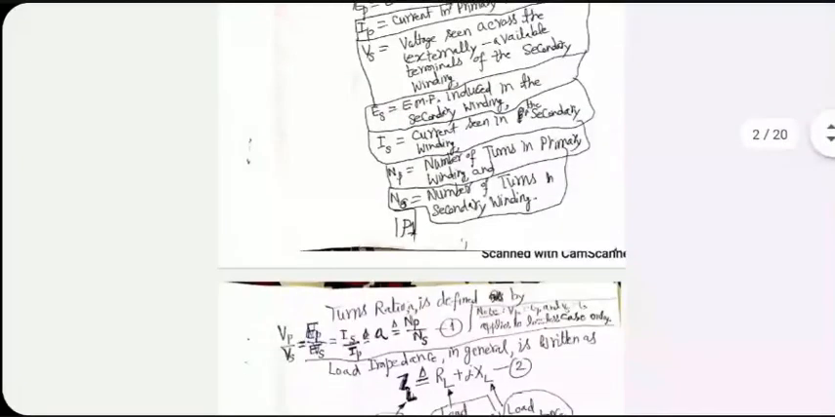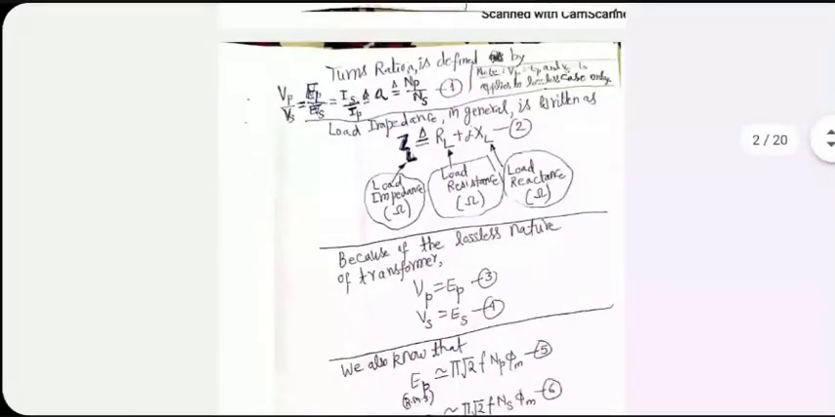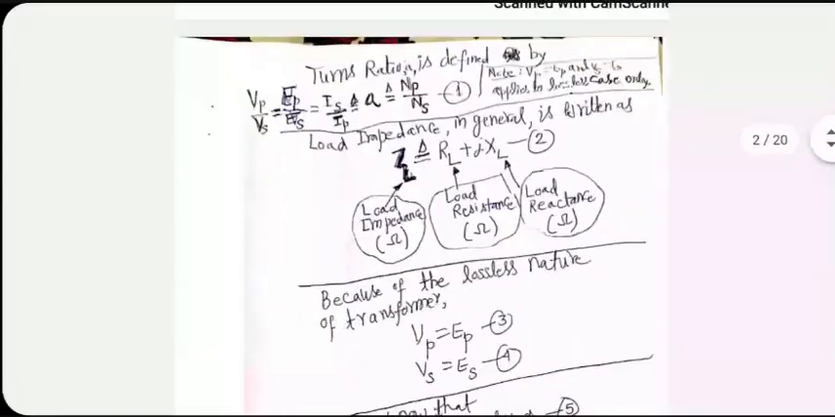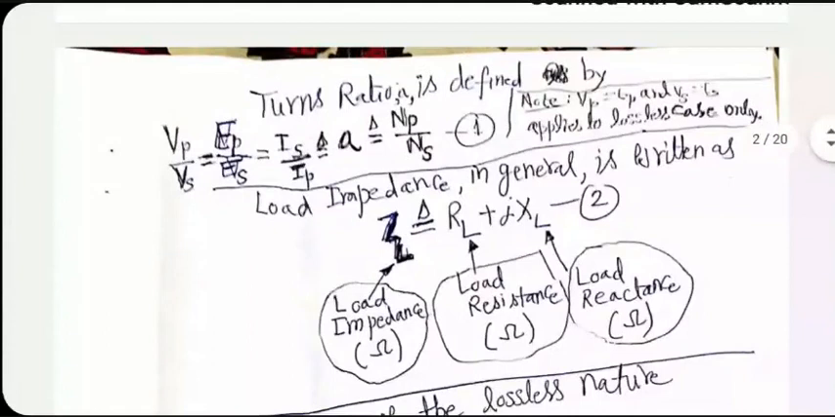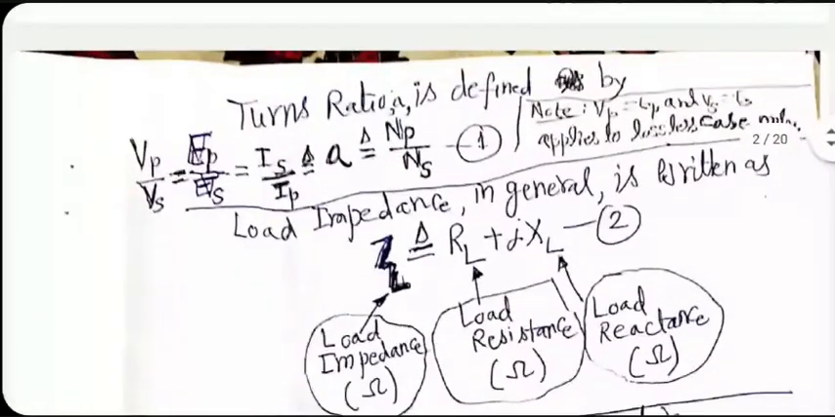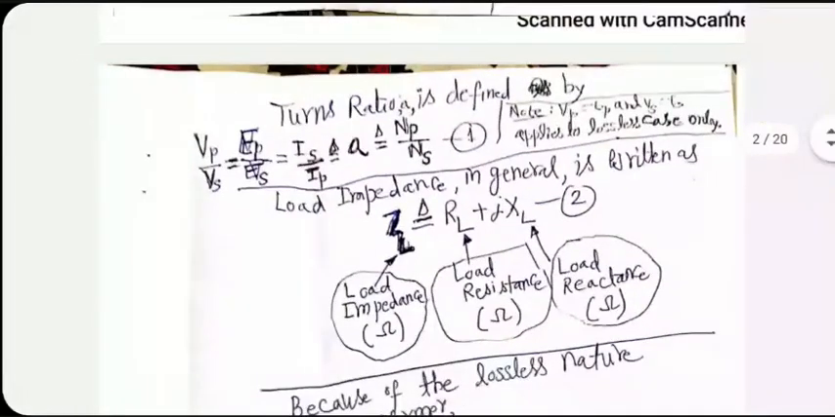Again, well-known things being repeated. VP divided by VS is the same as EP divided by ES, which is the same as IS divided by IP, which is the same as NP divided by NS, which is the turns ratio. Load in general will have a real part, which I am calling RL, and an imaginary part, which I am calling XL.